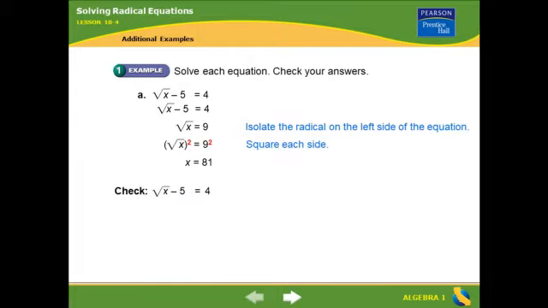Let's check if this value of x will satisfy the given radical equation. To check, we simply substitute the value of x into the original equation. We will have the square root of 81 minus 5, it must be equal to 4. The square root of 81 is 9, minus 5, it must be equal to 4. Then simplifying, 4 equals 4. Since that is true, therefore 81 is a solution to this radical equation.